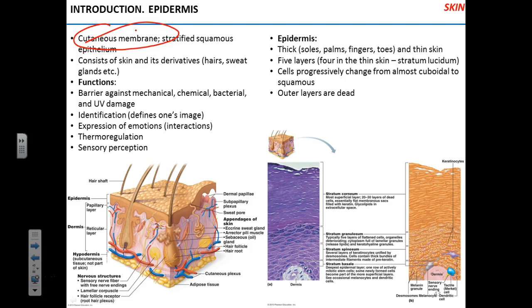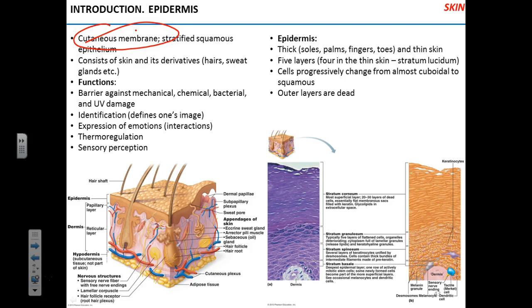From the standpoint of structure, it is a classical organ. It consists of multiple tissues, but from the standpoint of function, it has a very specific set of functions that are unique to the skin. Like blood distribution is unique to the cardiovascular system, skin has functions that no other system shares with it.